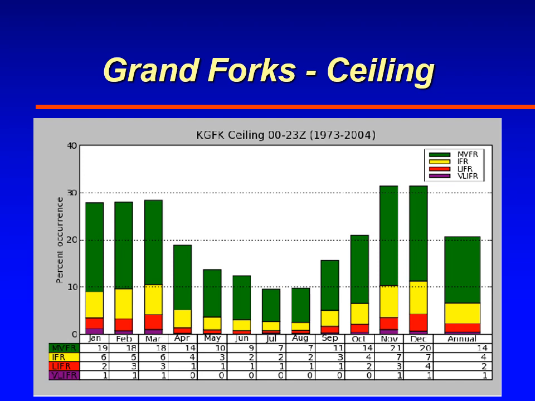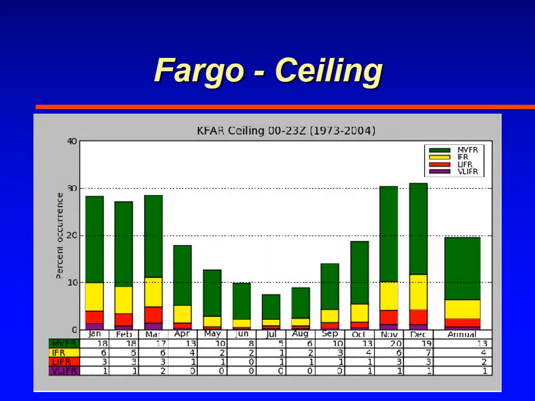June, July, August are great months. If you want to fly here at UND, the best months are the summertime. Stick around for the summer and you can fly your tail off. Here's visibilities. No, this is ceiling for Fargo. And Fargo shows the same trend. November and December also has very low ceilings, high frequency of low ceilings. And June, July, and August are great.